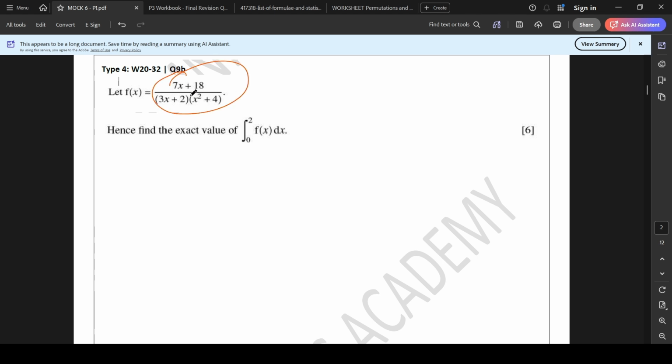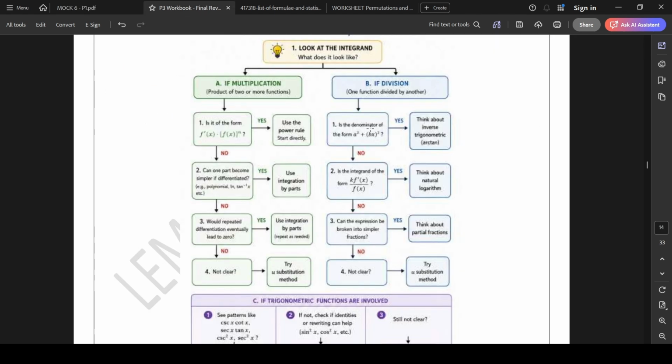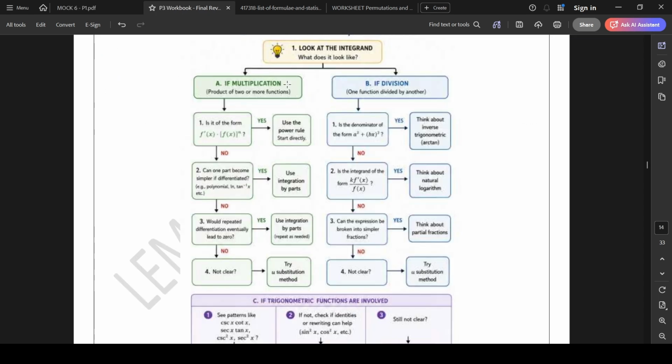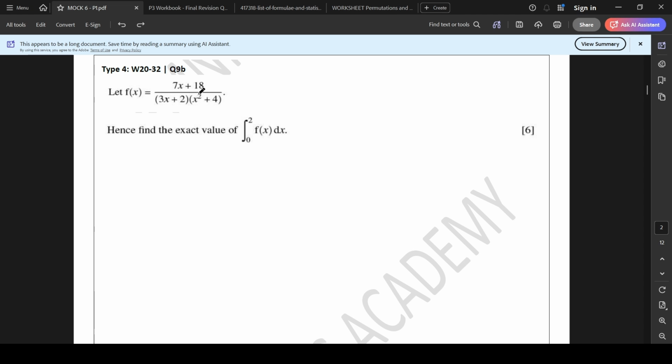Now, whenever we are dealing with a fraction, we know that we have an integration roadmap for division, and clearly it's not the f dash x over f of x format because the derivative of the bottom is not on the top. The first rule, a square plus bx square, is also not present here because in the numerator there is no constant.